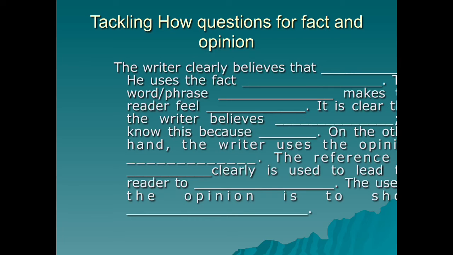On the other hand, so we're using our discourse markers or connectives to really structure our response. So on the other hand, the writer uses the opinion, and you're going to find an example of an opinion here to put on that line. The reference to clearly is used to lead the reader to believe or to feel or to think something, and the use of the opinion is to show. So really a developed explanation.